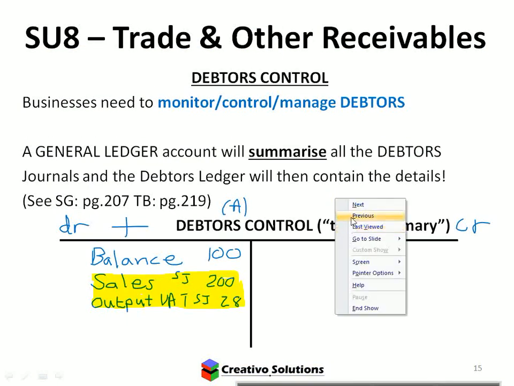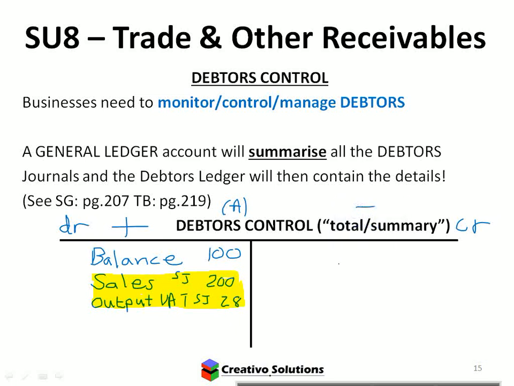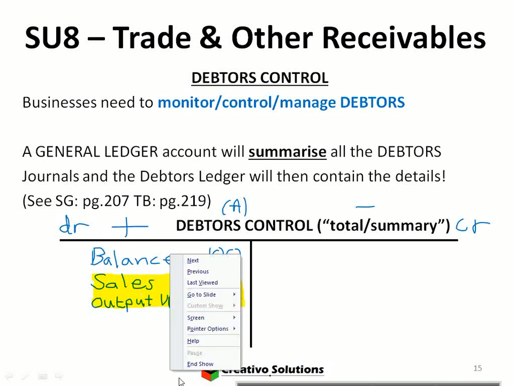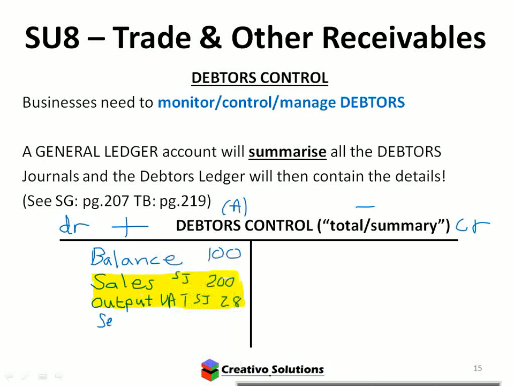Right, before we get there, let's carry on. What else can go to this account? Give me some more transactions that can be recorded in a T account for debtors. You can put services rendered here for a debtor, for a client, definitely. And output VAT, because you do have that on services rendered. Right, what else?